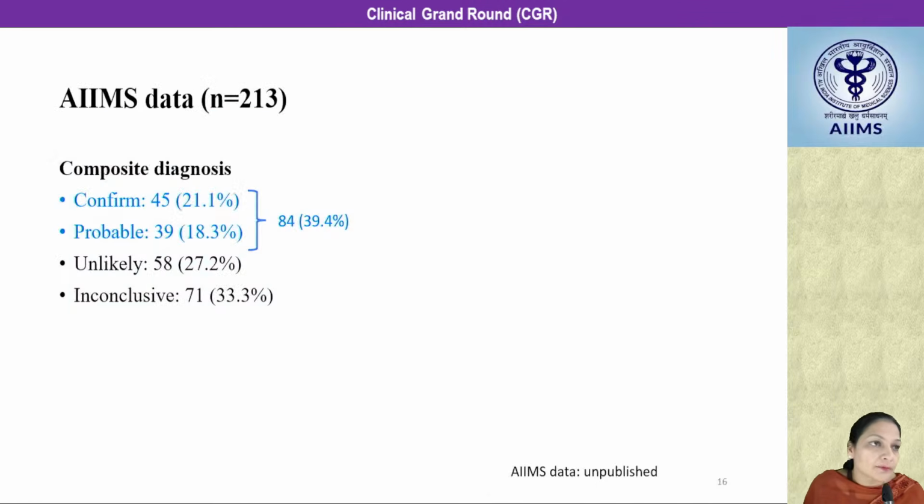Now here at AIIMS, we studied 213 patients with chronic wet cough, of which we found that 45, that is 21%, were confirmed PCD based on various tests, which we'll be discussing later on, and probable were 39, or 18%. So a composite diagnosis of PCD was made in around 40% of cases at our center.